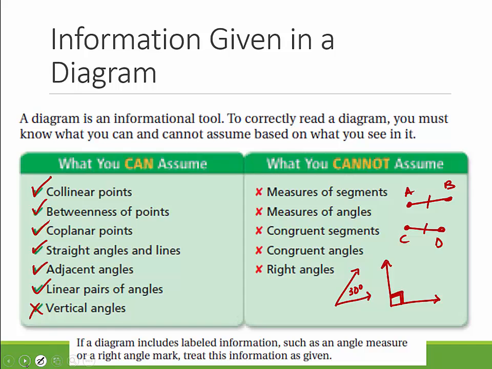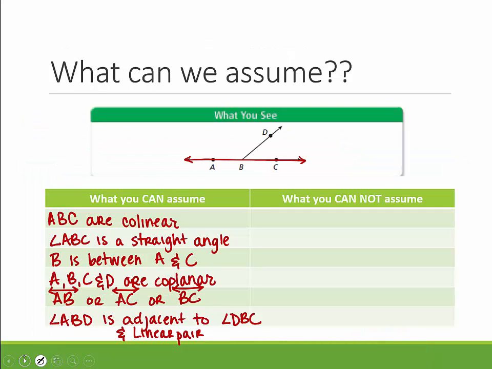And then what we can't assume, measures of segments. So even though from A to B kind of looks like it might be bigger than B to C, we cannot assume the lengths of AB, BC, or BD.